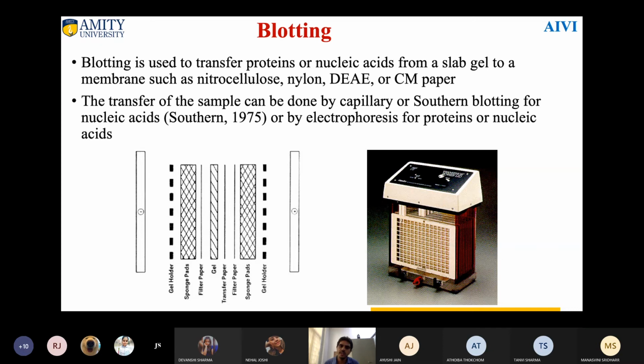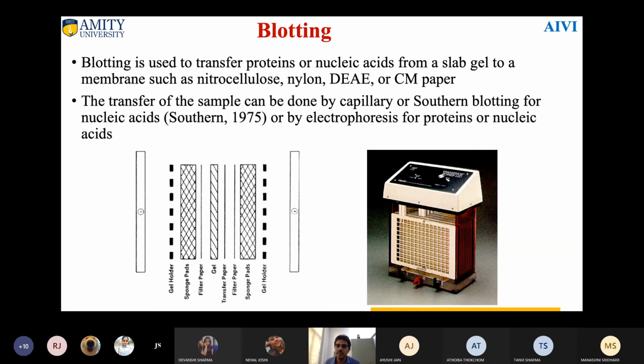We are going to utilize electrophoresis for this transfer, or we are going to utilize a capillary reaction. They are different techniques and are utilized differently. If you want to see how Southern blotting is done, we have a Southern blotting instrument at our laboratory also. If anyone of you visited Dr. Sunny's lab, you might have seen a large chamber present in his lab.